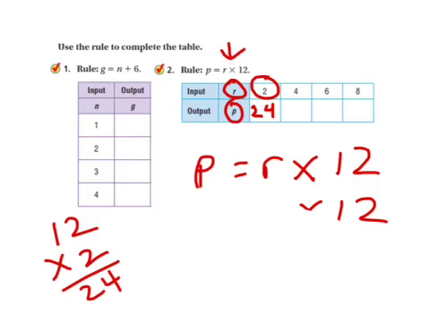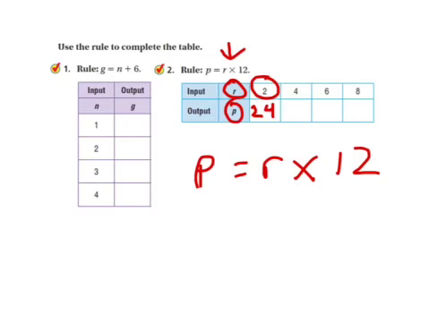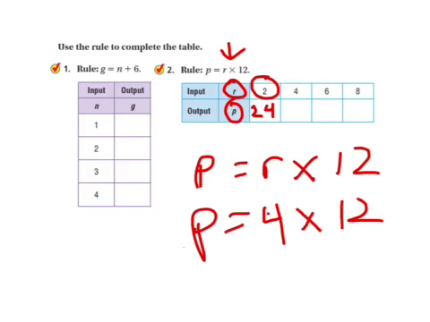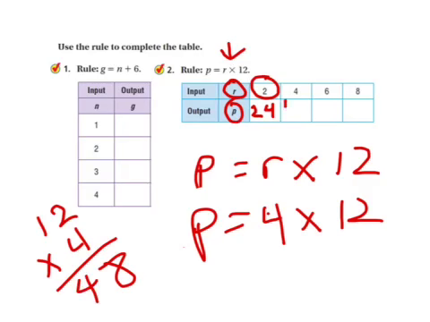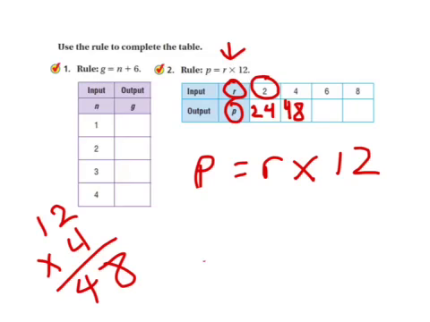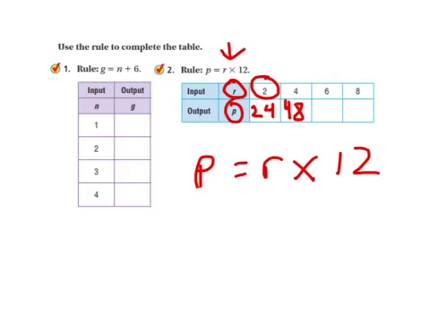Now we have another input, and that is 4. So we replace R with 4, copy everything else down. And now we have 4 times 12. So let's work that out on the side. 2 times 4 is 8. 4 times 1 is 4. So 48 is our next output. See, now they're not always offset by 1. Our first output is 24. Our next one is 48. So you always need to calculate it.